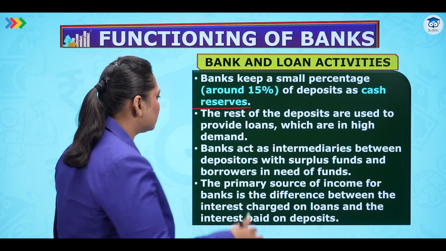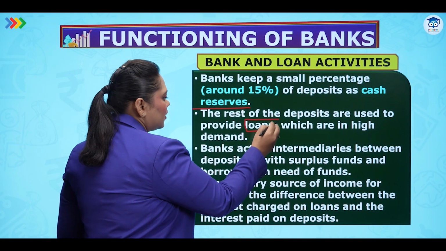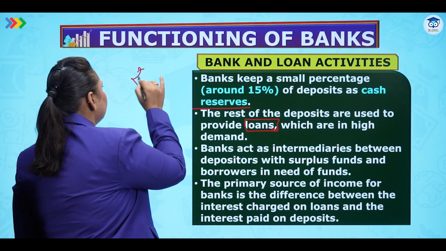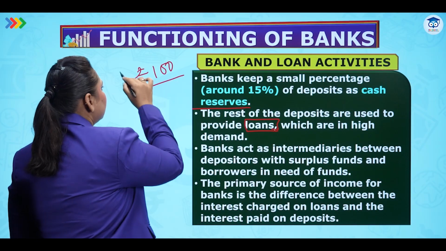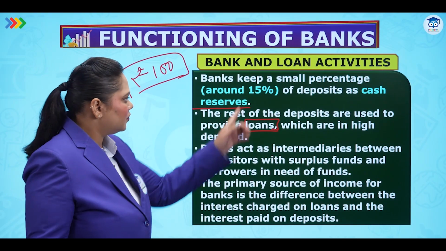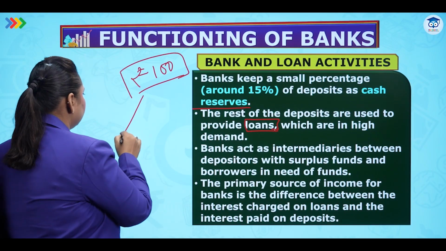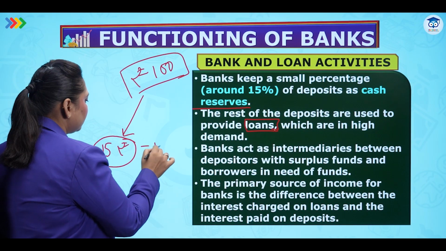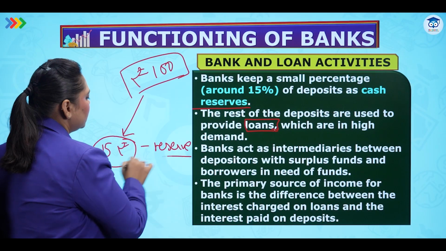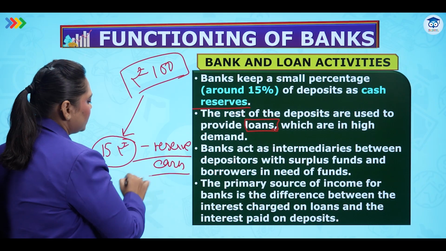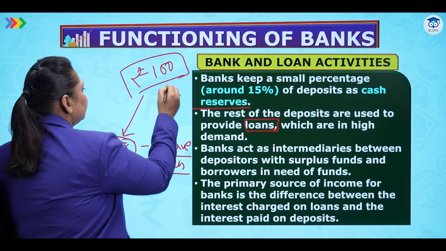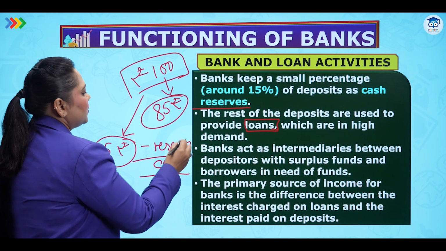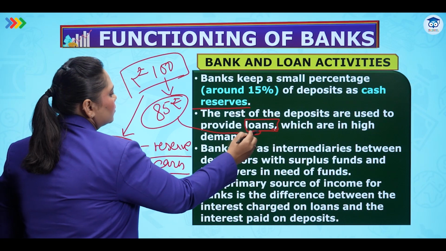So now what do the banks do? The money that is kept with them, let's give you an example of rupees 100. Rupees 100 is the deposit with the bank. 15% goes in cash. 15 rupees are always in reserve money. This is reserve money, reserve cash. Correct? But 85 rupees will go in the form of loans.